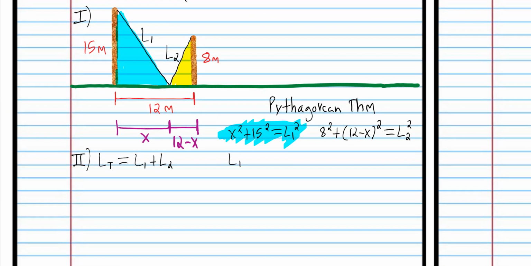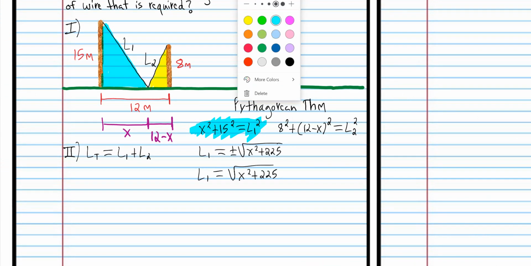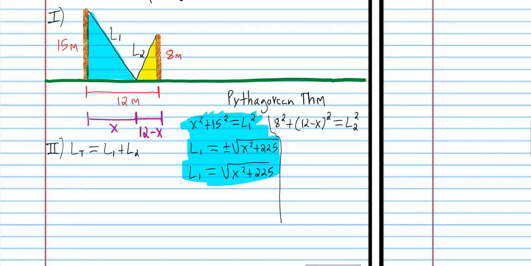So if we solve for L1, we get plus or minus root x squared plus 225. But of course we don't care about the negative version of that. So now we have an equation for L in terms of x. This is helping us get everything in terms of one variable. Remember, that's oftentimes the hardest part of the problem.